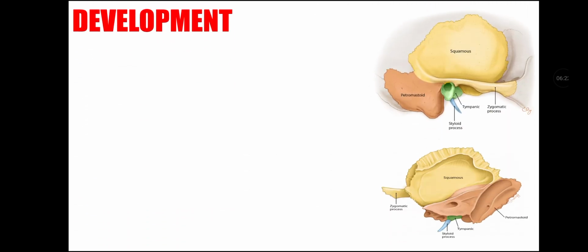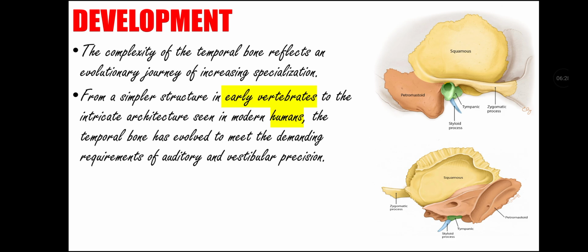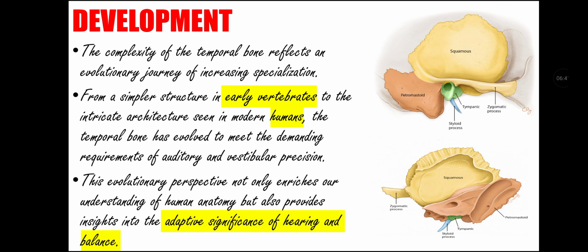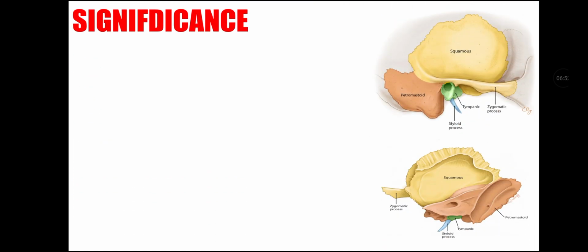Now let's talk about development of temporal bone. The complexity of temporal bone reflects an evolutionary journey of increasing specialization. From a simpler structure in early vertebrates to the intricate architecture seen in modern humans, the temporal bone has evolved to meet the demanding requirements of auditory and vestibular precision. This evolutionary perspective not only enriches our understanding of human anatomy but also provides insight into the adaptive significance of hearing and balance. Now let's talk about significance of it.